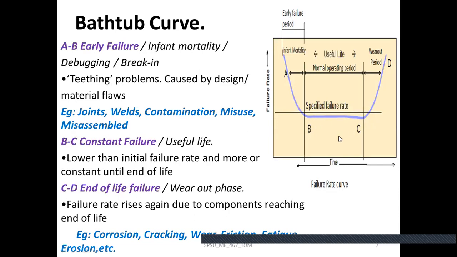And B to C, this line shows the specific failure rate, and this shows the constant failure. It is a very important zone of the useful life of the product. It is lower than the initial failure rate and remains constant until the end of the life. The C to D is the end of life, wear out phase. The failure rate rises again due to the components reaching end of life. For example, corrosion, cracking, wear, friction, fatigue, erosion, etc.